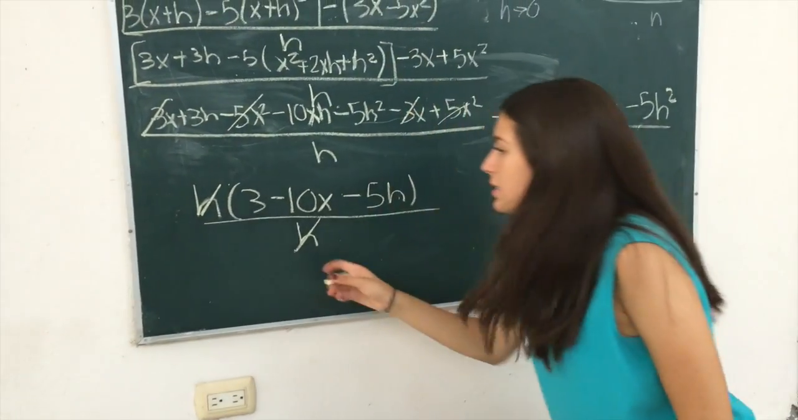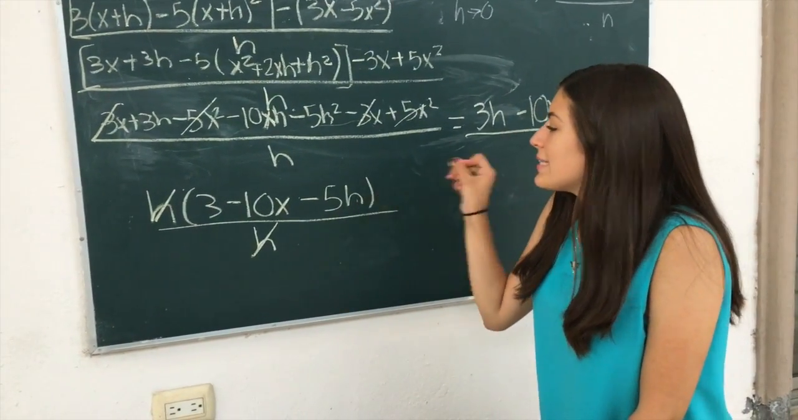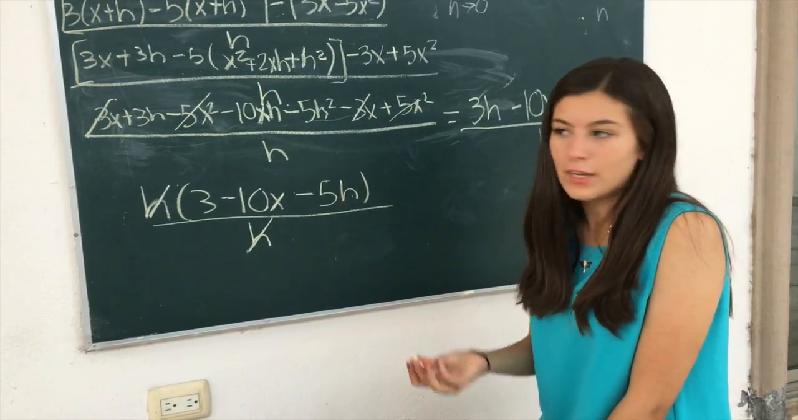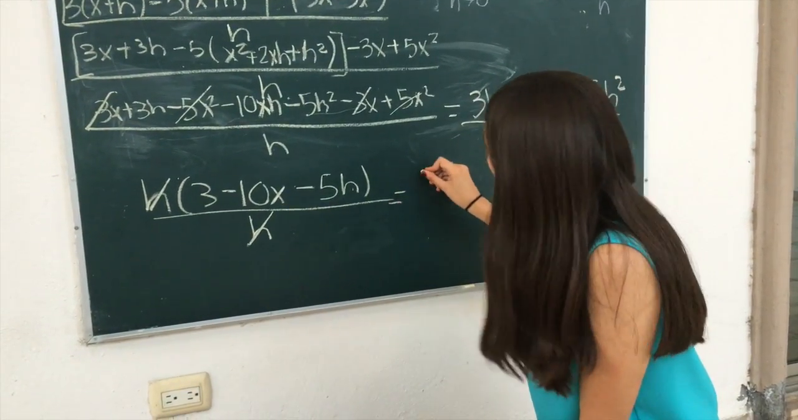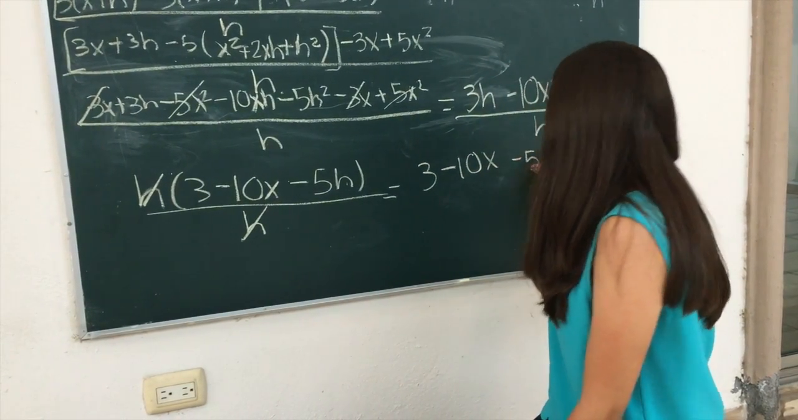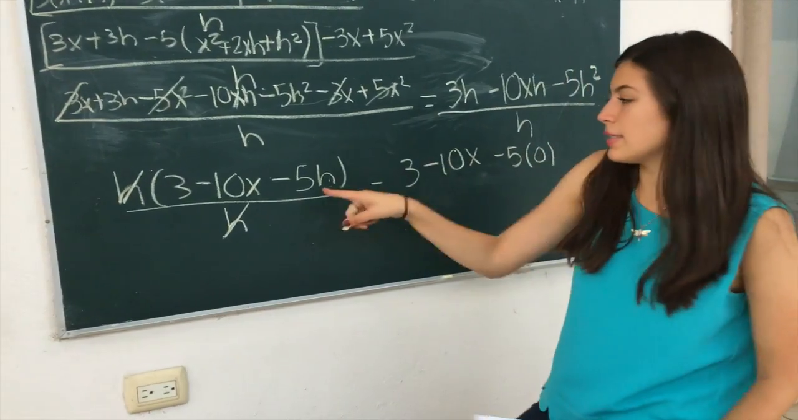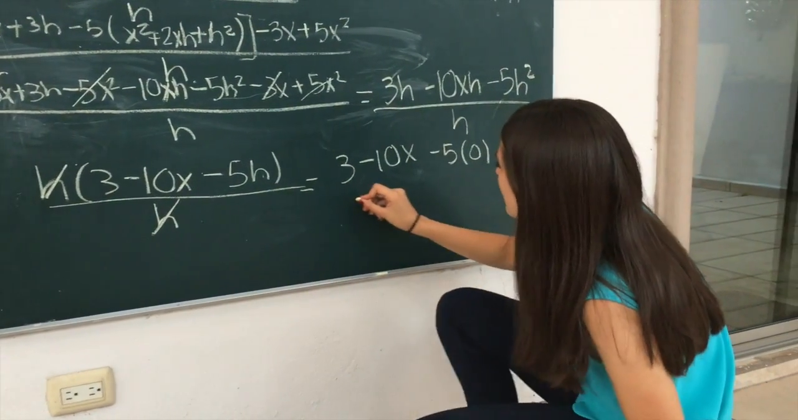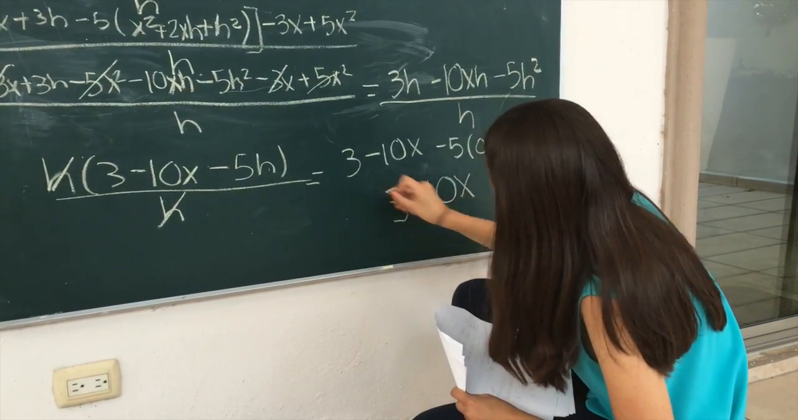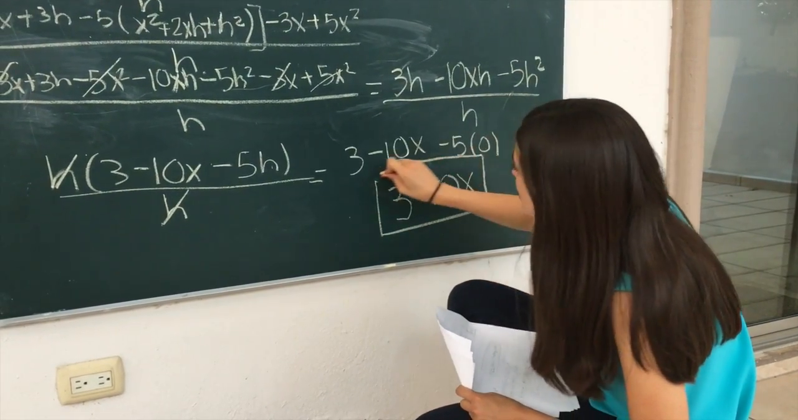After we cancel the h, we need to place a 0 in the remaining h because it approaches zero. So we're going to place 3 minus 10x minus 5 times 0, because it's h, and this, guys, is your answer.